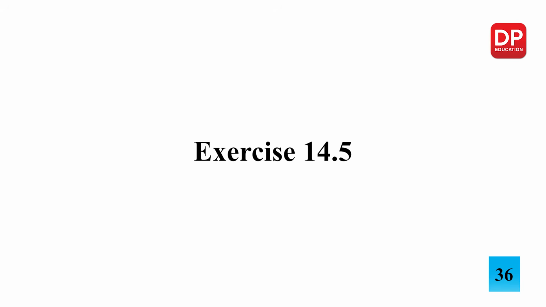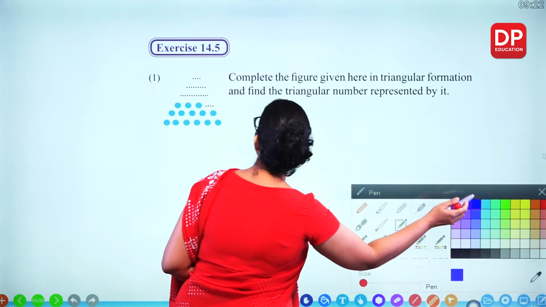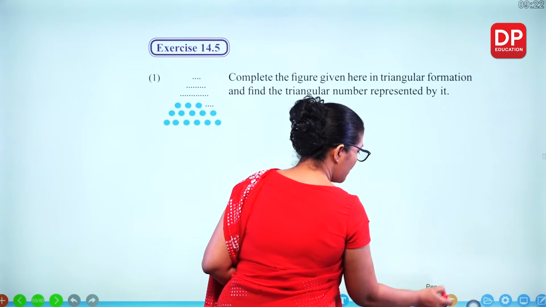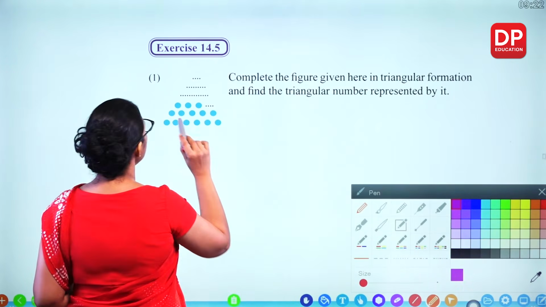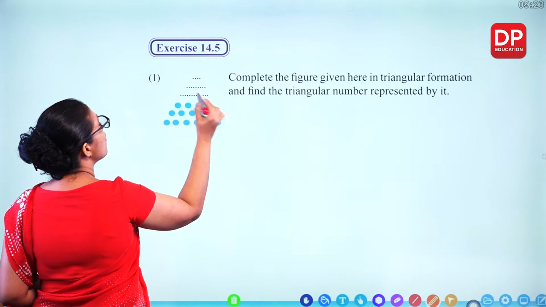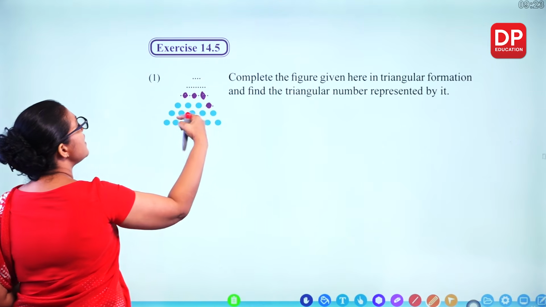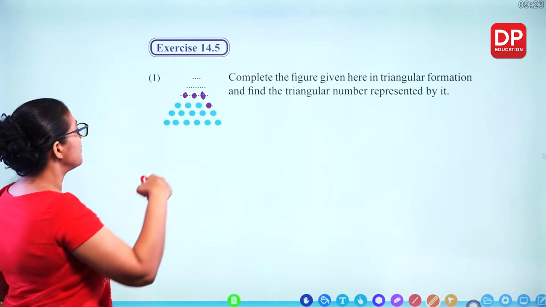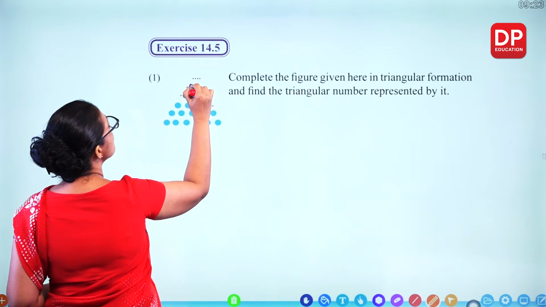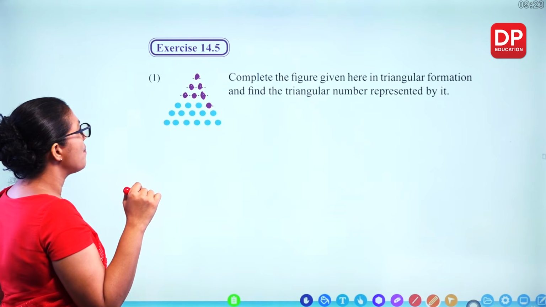Exercise 14.5. Complete the figure given here in triangular formation and find the triangular number represented by it. We'll fill with a different color. This is 1, 2, 3, 4, 5. Then this becomes 4. This is 1, 2, 3. Always 1 less than the below one. This is 3. This is 2. And this is 1. So what's the triangular number?